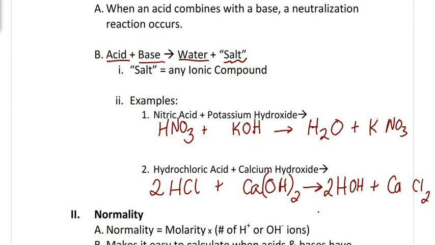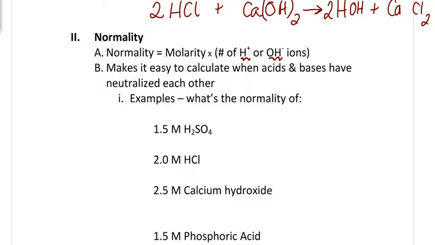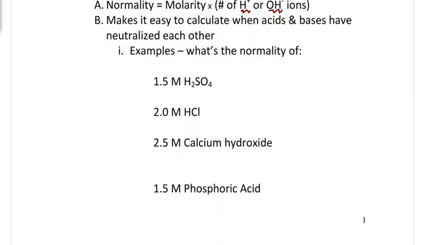Now, we could do stoichiometry every time we wanted to do a neutralization calculation, but there is an easier way, and that's to use normality. You see here at the bottom that normality is just the molarity multiplied by the number of acid or base ions that are in the formula. And this just makes it a little bit easier when we do neutralization calculations. Let's try a few examples of this. Here's 4 examples that we're going to do.